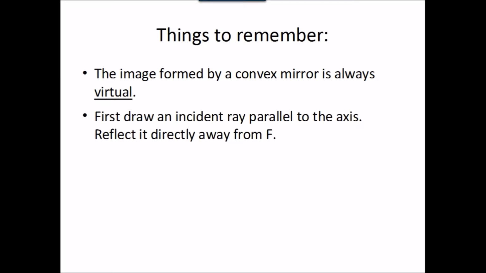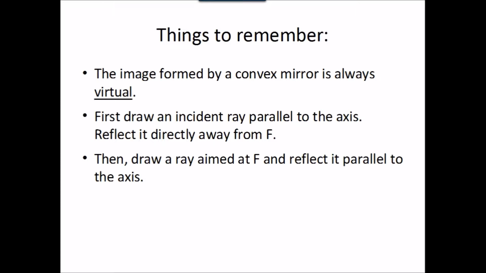To draw a ray diagram, first draw an incident ray that comes in parallel to the axis. It reflects so that it goes directly away from F, the focus. Then, draw a ray aiming at F so that it reflects and goes out parallel to the axis. Trace the reflected rays back as virtual rays. Where they cross is where you get the image.